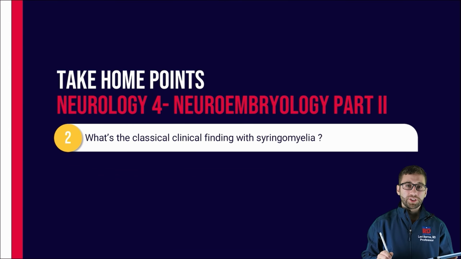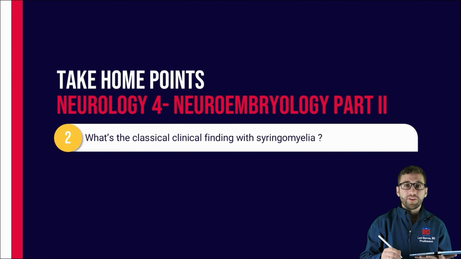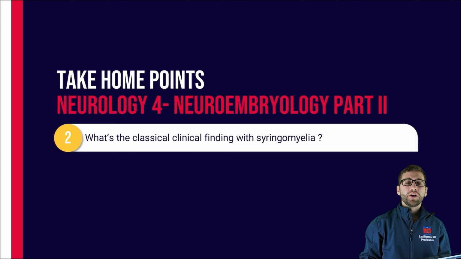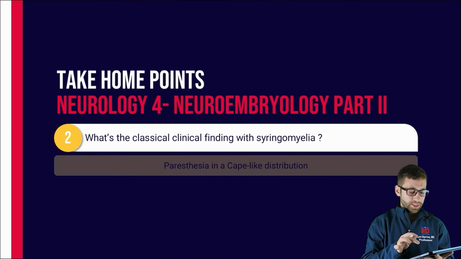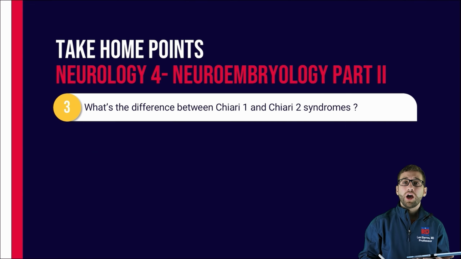For the second question, syringomyelia is a condition characterized by the development of a fluid-filled cyst, or syrinx, within the spinal cord. This condition typically affects the cervical and thoracic regions of the spinal cord. The classical clinical finding is paresthesia in a cape-like distribution. Patients may present with sensory loss over the shoulders and arms while preserving touch and proprioception, often leading to a delayed diagnosis.